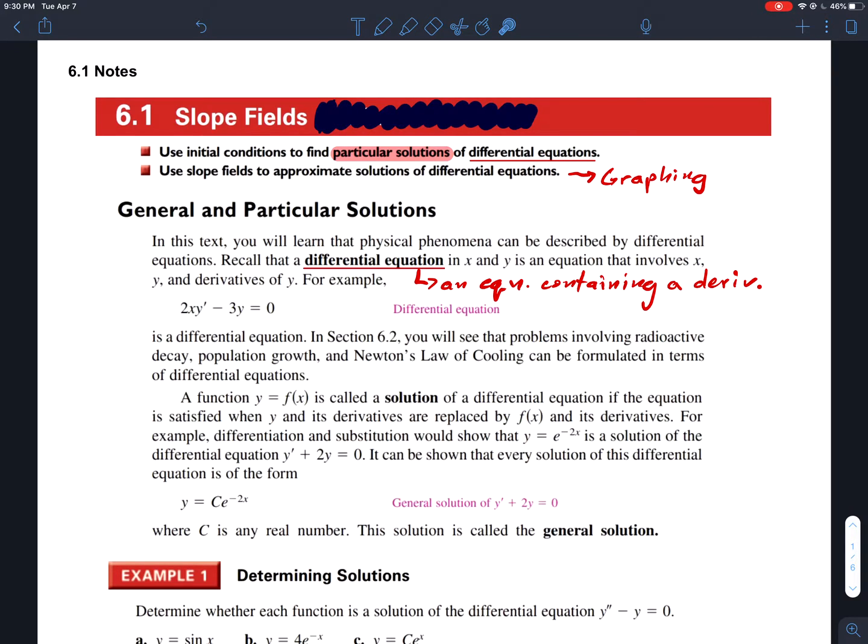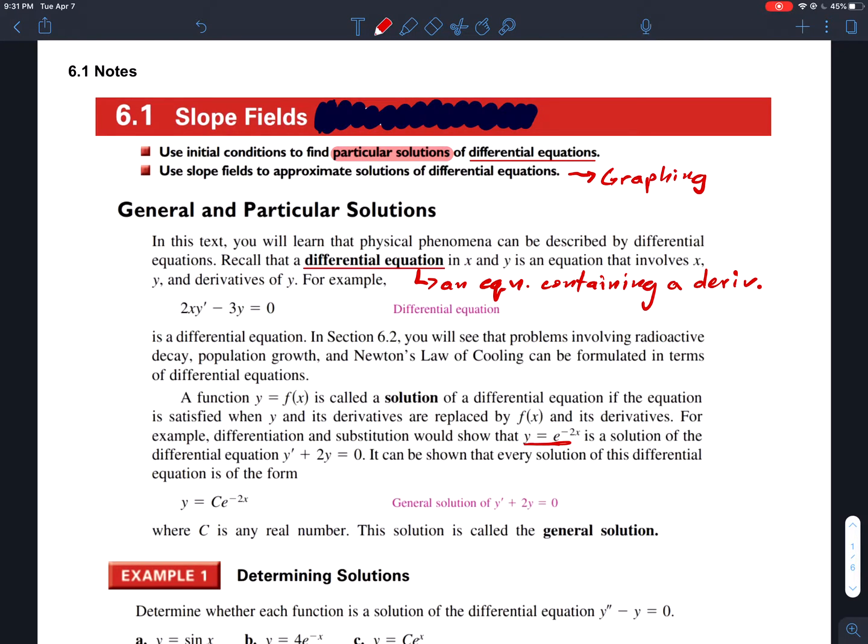And so they give you an example here. It says, for example, differentiation and substitution would show that if this was y, e to the negative 2x, if this was some function y, then it would solve this equation. The derivative here, if you took its derivative and plugged it in there, and then added to that 2 times the original, you would get 0. And I think you could probably see that pretty quickly here.